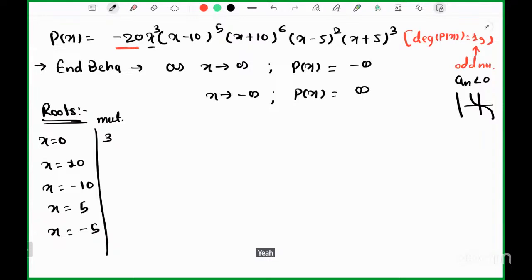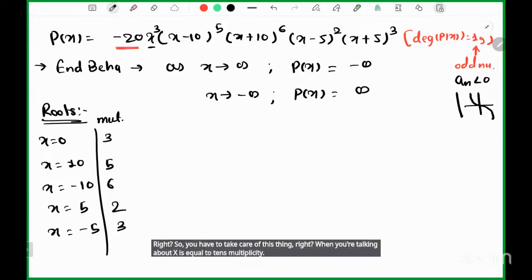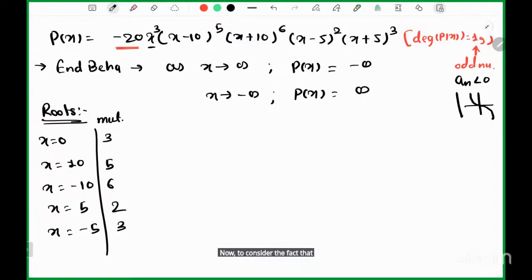What is the multiplicity of 10? 5. Minus 10? 6. Right? 5 will be 2. Minus 5 will be 3. So you have to take care of this thing. When you are talking about the multiplicity of x equals 10, you have to consider the factor x minus 10, not x plus 10. I hope that's clear.